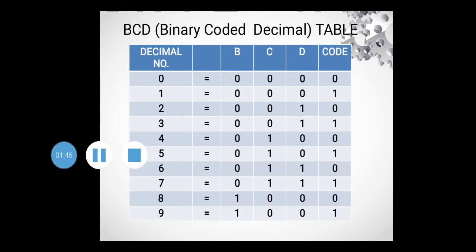Now here you can check again, decimal number 9 can be represented as 1001. Now whatever codes are written in this table, they are called valid codes in the BCD system. So all these from 0 to 9 numbers are valid BCD codes.